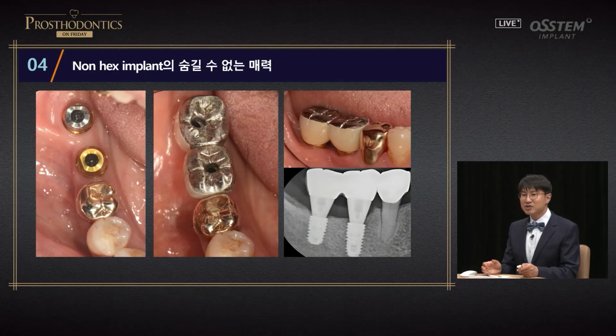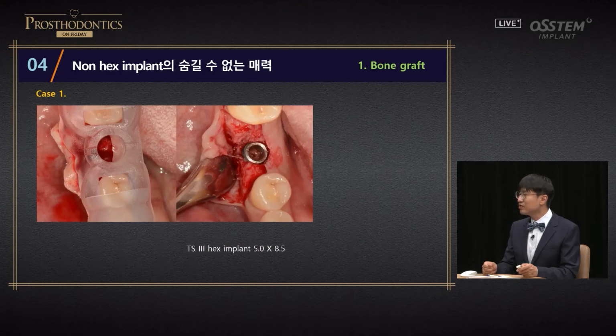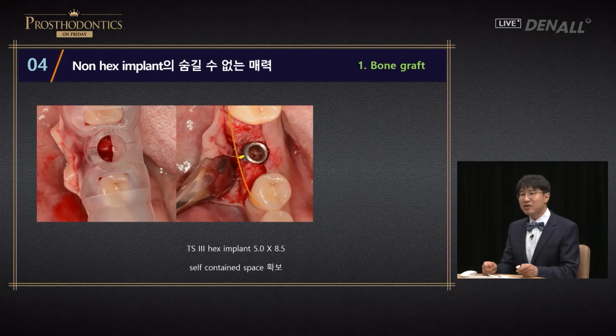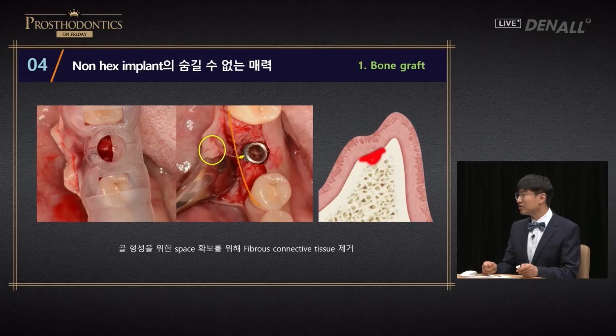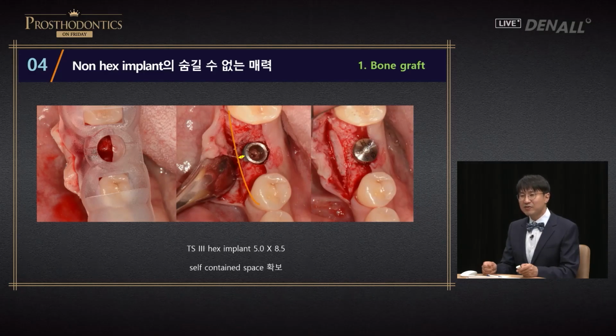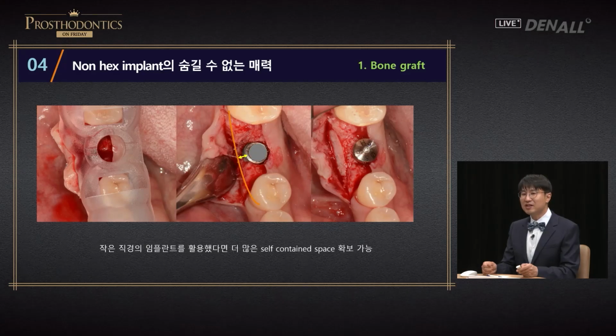As I place a 4.5 diameter implant in the posterior area, I do at times use 5.0. My strategy differs depending on the situation. So I am reducing the diameter size these days compared with the past. And I placed the implant using a guide, and a 5.0 diameter implant was placed. Minimum self-contained defect was gained in order to prevent obstruction with the bone graft. The fibrous tissue was removed. If I had used a smaller diameter implant, I think I would have gotten more self-contained space.